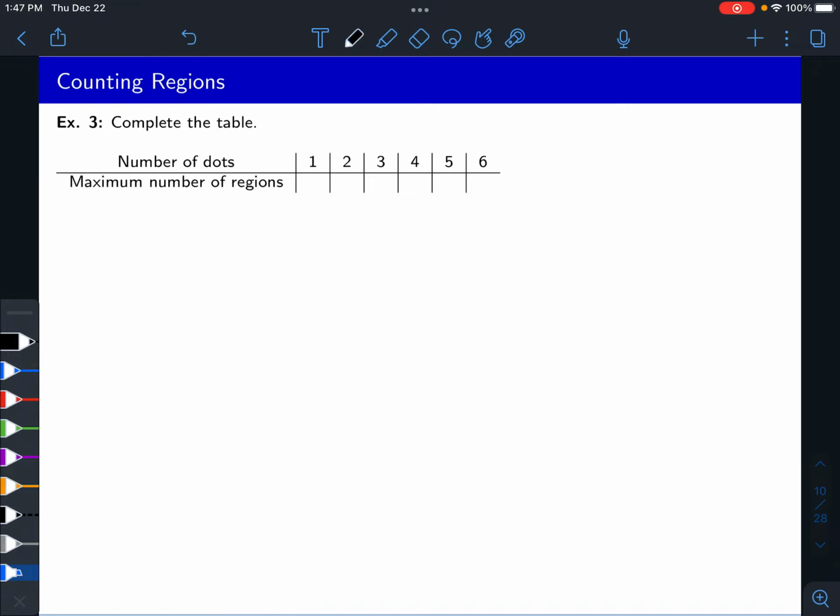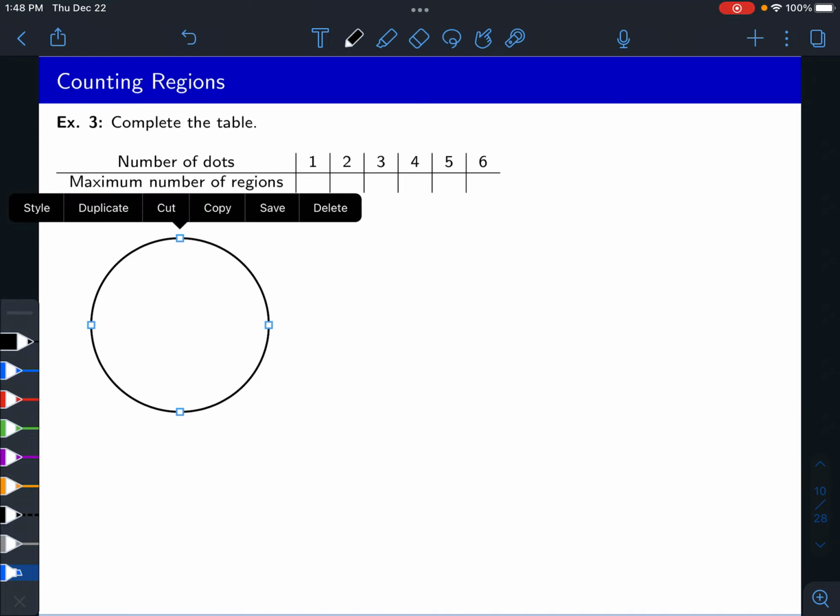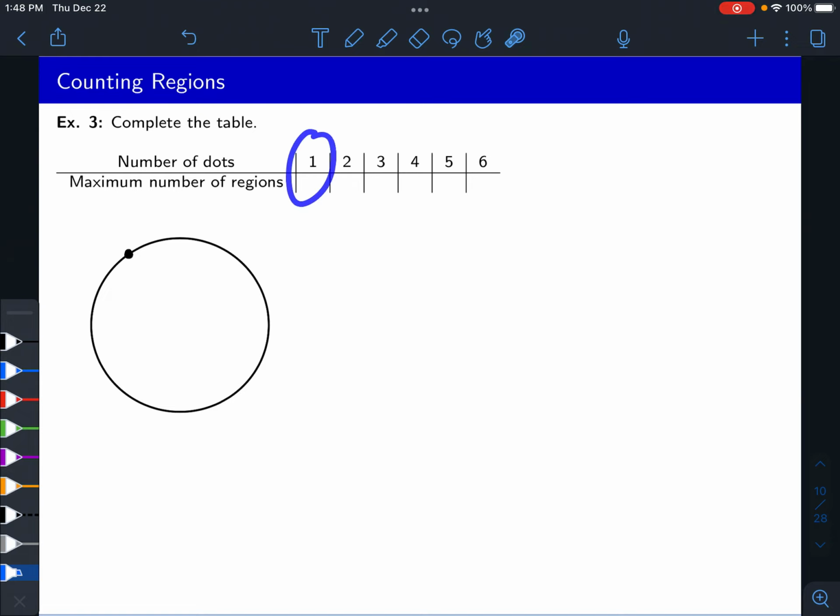All right, counting regions. So let's complete the following table. I should explain what's going on here first. Our setup is that we're going to have a circle, and on the circle, we're going to have some number of dots on the outside. We're going to start with just 1 dot. And then we're going to draw a line from every dot on the circle to every other dot on the circle. So if I were to have a second dot on the circle, let's put it right here, I draw a line from the first dot to the second dot, and then I count the number of regions that I have created.